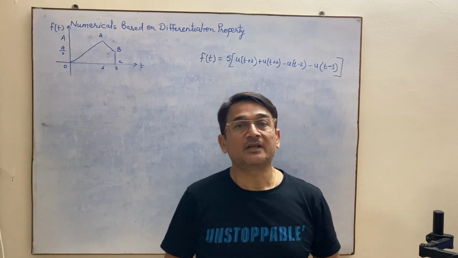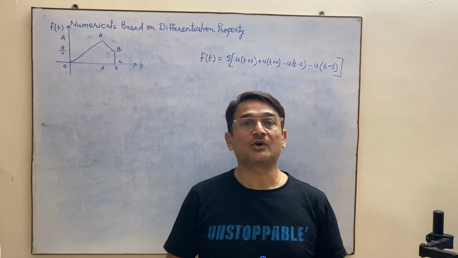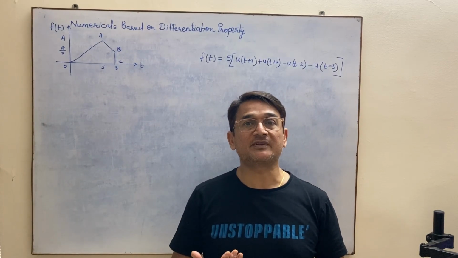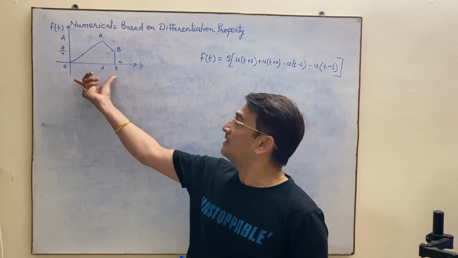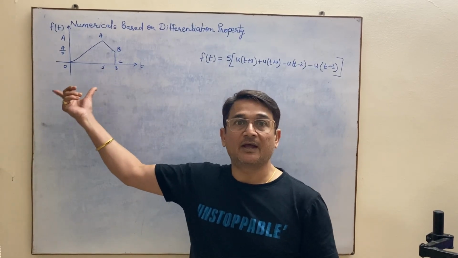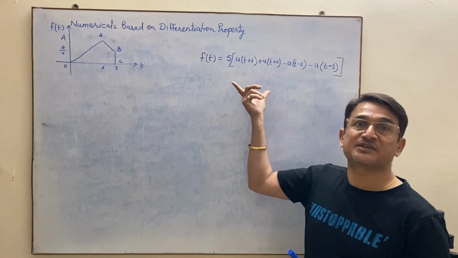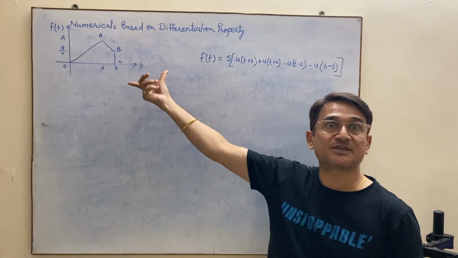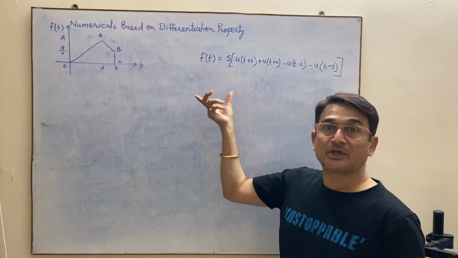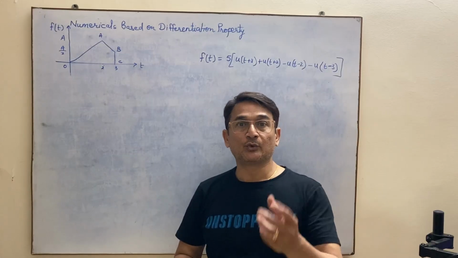If the question asked in the exam has to be solved with the help of the time differentiation property, there are basically two types of questions. In one question there will be a figure, and in another question there will be an equation. Both these questions will be solved based on the differentiation property. We will solve both questions one by one, but before that you need to know two things.